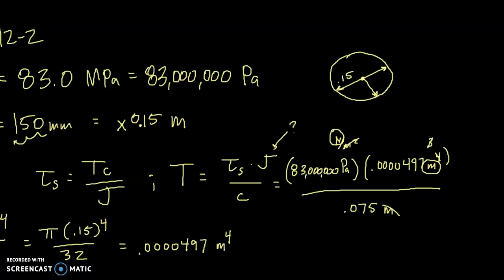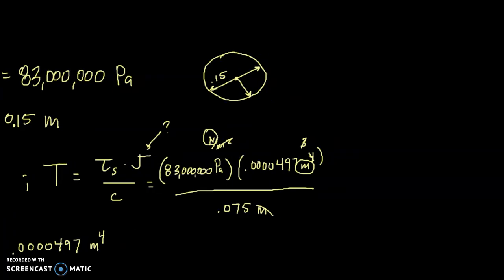And so let me slide over just a little bit more, give us a little bit more room. So our torque ends up being, when we multiply 83 million by 0.0000497 divided by 0.075, we get 55,000 approximately. I'm getting 55,001, but I'm rounding it off to, well, I guess that's technically only two significant figures, but close enough. And the units are Newton meter. Or we could say, to preserve our three significant figures, 55.0 kilonewton meters.